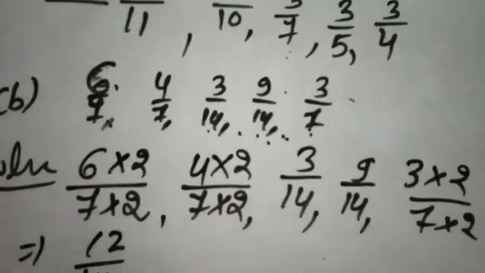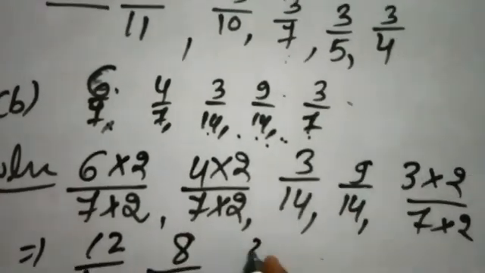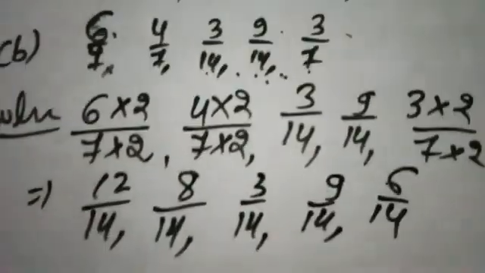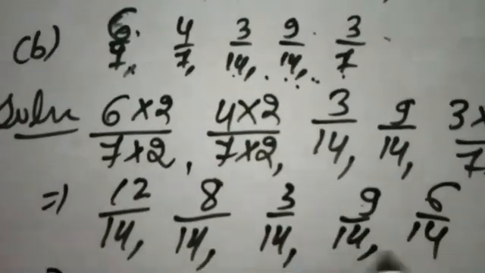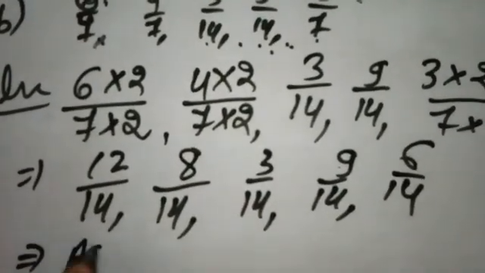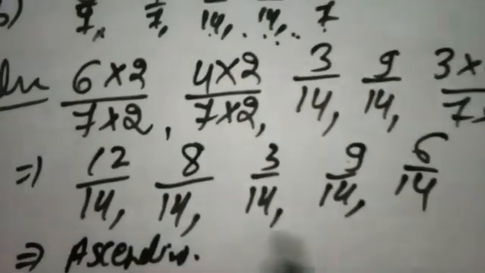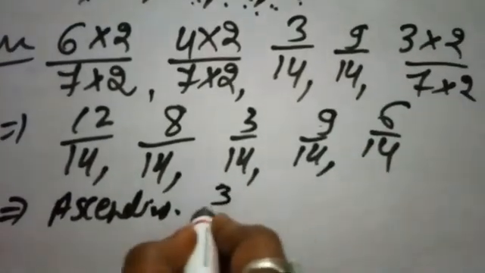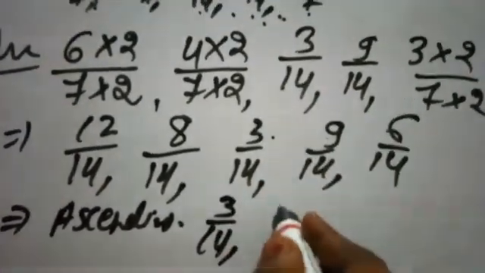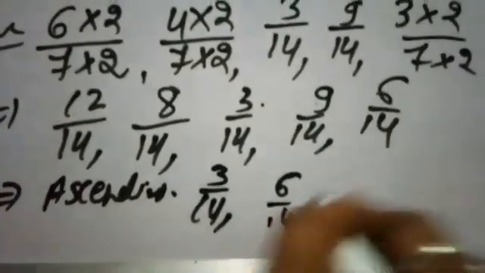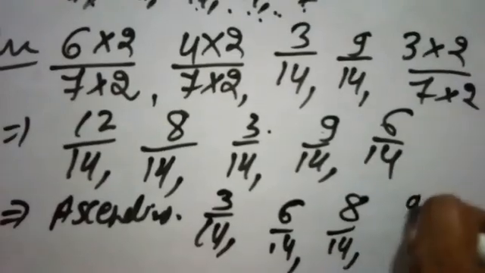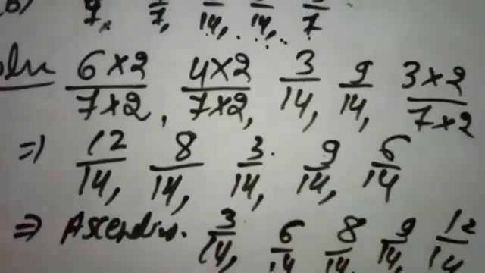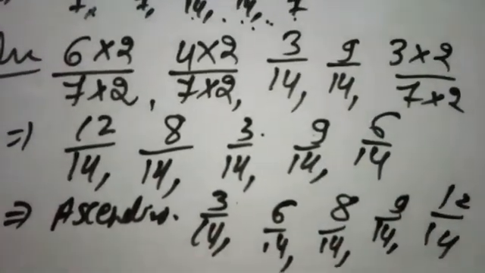So here 12 upon 14, 8 upon 14, then 3 upon 14, 9 upon 14, 6 upon 14. It is the same denominators. So in the ascending order, how can we arrange? The number with the bigger numerator is the bigger number. So we will arrange the smaller numerator first: 3 upon 14, 6 upon 14, then 8 upon 14, 9 upon 14, and then 12 upon 14. This is our answer.